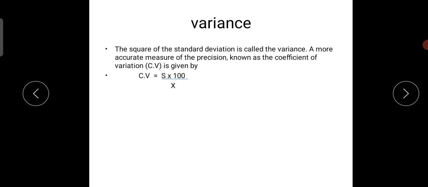Next one, variance. Variance is the square of the standard deviation. Also known as the coefficient of variation, it is equal to S, where S means standard deviation, times 100 divided by X, where X means our measurement mean.